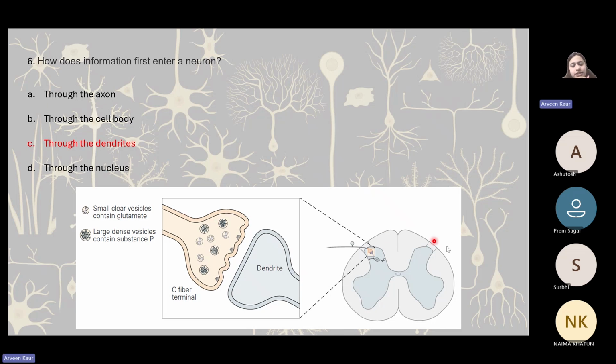This is a representation of the neurons that are there in the spinal cord, for instance. And you can see that the dendrite of this neuron is going to come into contact with the C terminal or the axon terminal of this other neuron. So this is going to be the first region of a neuron through which information will enter this neuron, right?